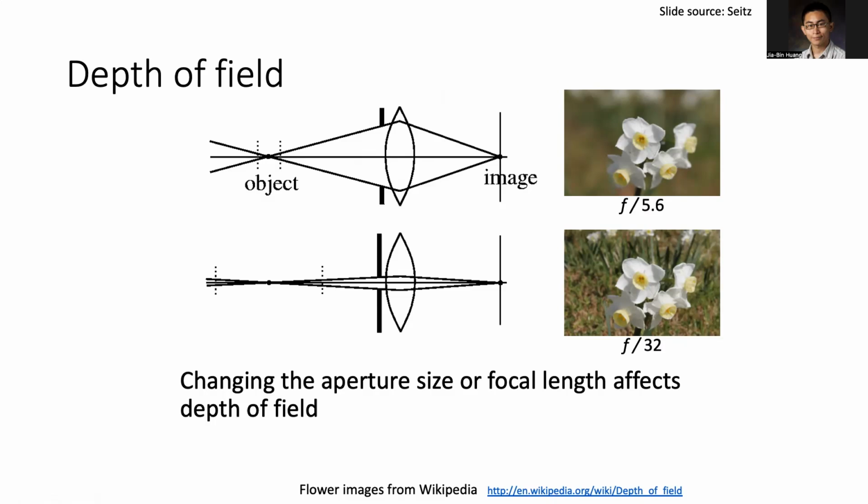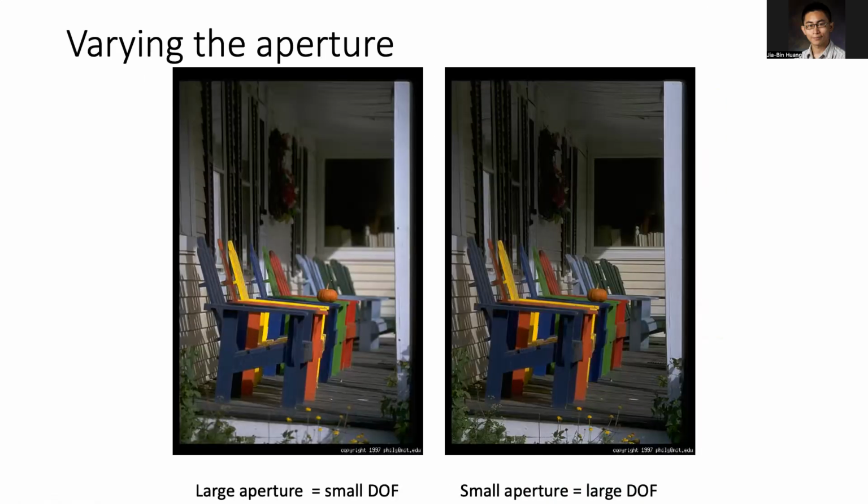All right, some more examples. If you change the aperture, in this case with a large aperture, you can see that only the front chair is sharp, and all the chairs behind it become blurred. And with a small aperture, you can see that everything is sharp.